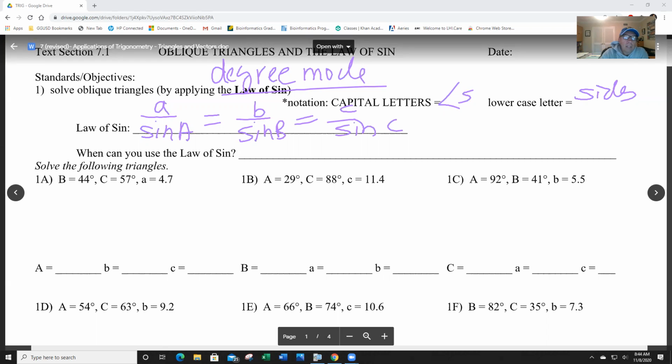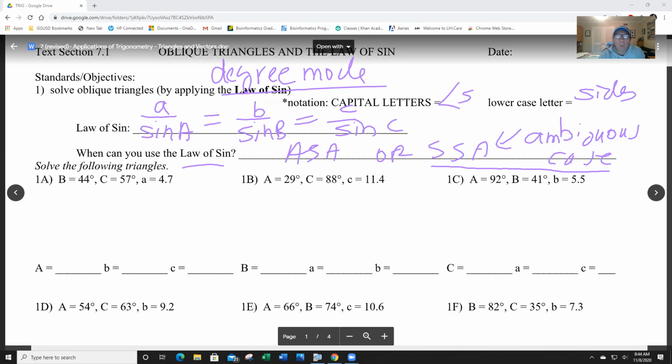The law of sines is going to be used when you have angle side angle or side side angle. The side side angle one is the ambiguous case where you may have two answers, one answer, or no answers. That is a separate video, page 2 of your lesson. So this is page 1 only, where we don't deal with the ambiguous case.